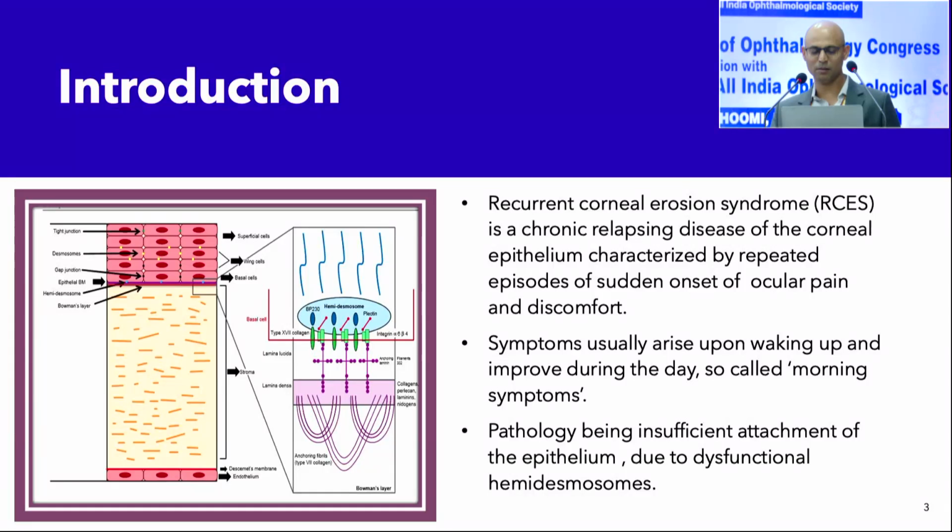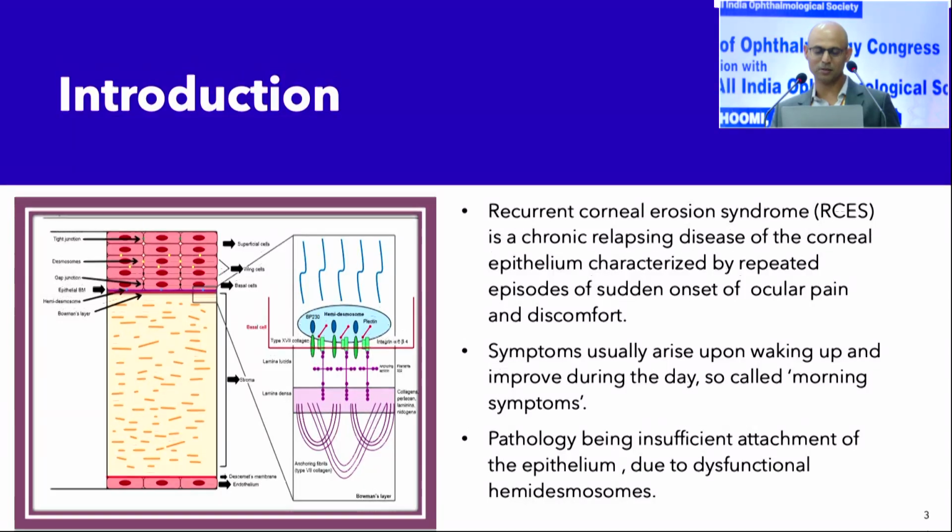And the pathology basically is that the hemidesmosomal attachments between the epithelial cells and the epithelial basement membrane get damaged, and even when the new epithelium forms, these attachments don't form properly, and that's why this epithelium tends to keep getting ripped off again and again, causing recurrent symptoms.